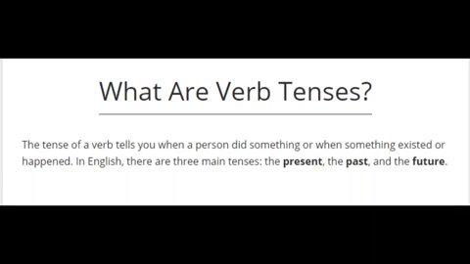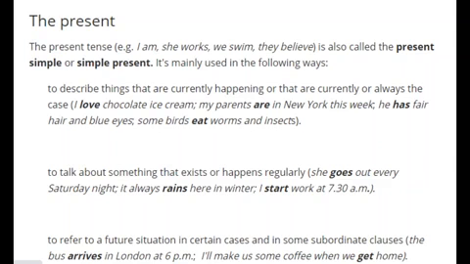Now the present. I am going to discuss with you the present tense, actually its uses. What are the uses of present tense actually? The present tense, example, I am, she walks, we swim, they believe, is also called the present simple or simple present tense. Now let's see what are the uses. Present means the timing now. It's mainly used in the following ways. Let's see how.